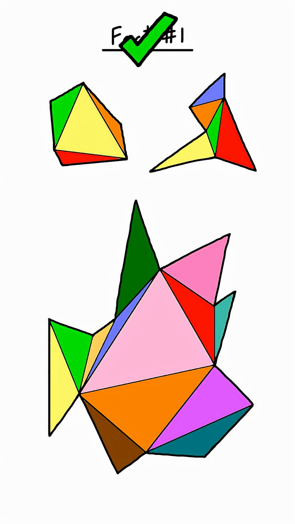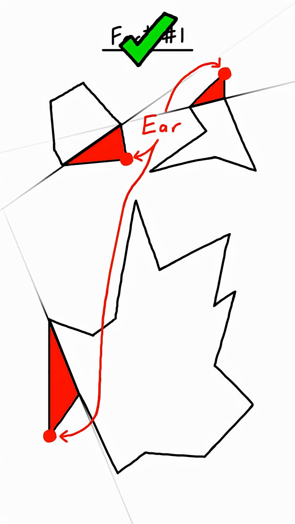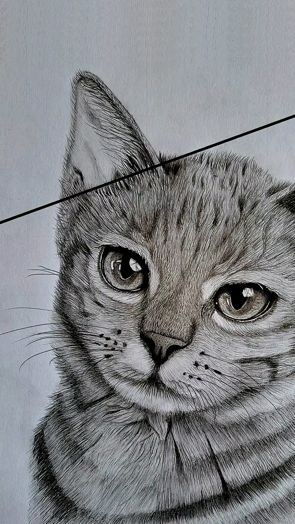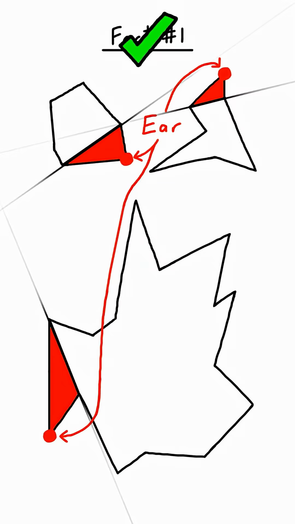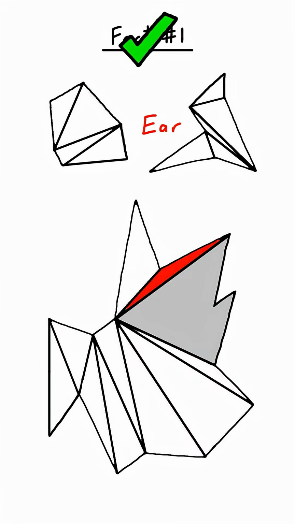The first fact is true. Every polygon has at least one ear, which is a vertex that sort of sticks out of the polygon like an actual ear. You can create a triangle with the ear and the two vertices neighboring it. This will leave you with another polygon, and you can repeat the process until you've triangulated the whole thing.